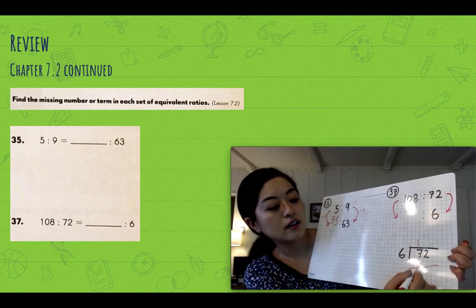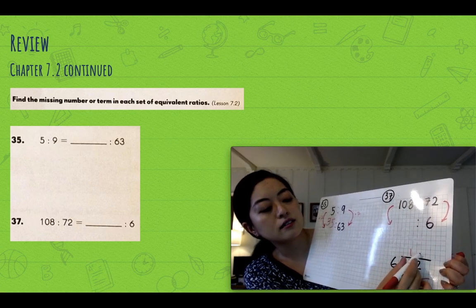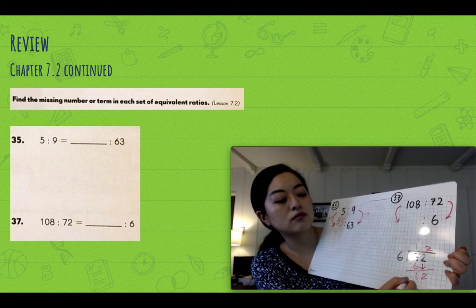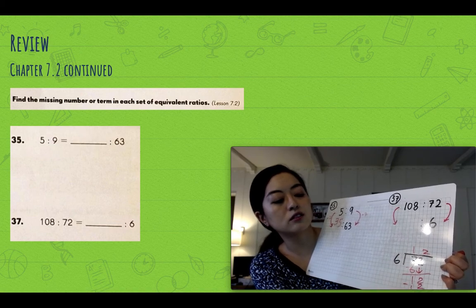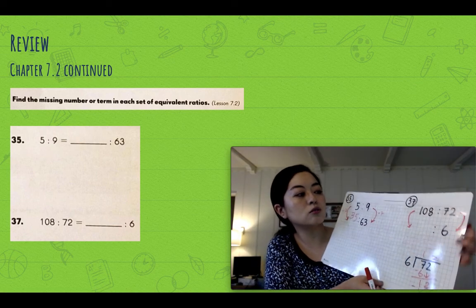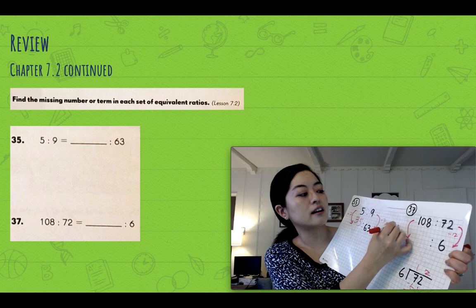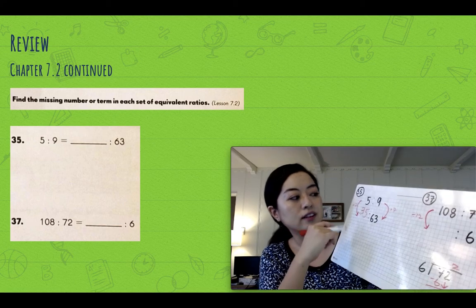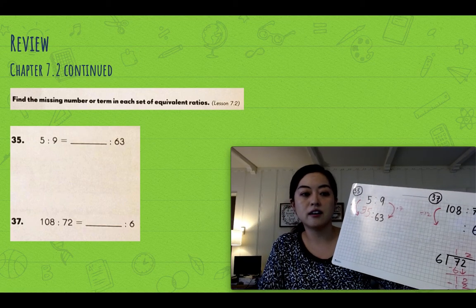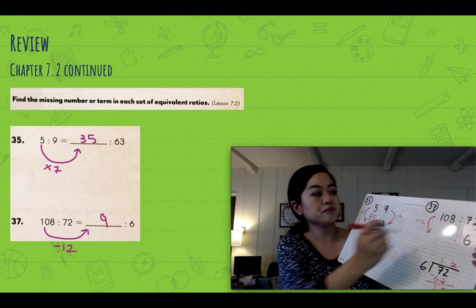Okay. And then that's a 1. Bring down the 2. Okay. And then that's a 2. 6 times 2 is 12. So I'm going to subtract 12. And that's 0, which is what I want. Okay. So 72 divided by 12 is 6. And 108 divided by 12, okay, if you just test out numbers, it's 9.